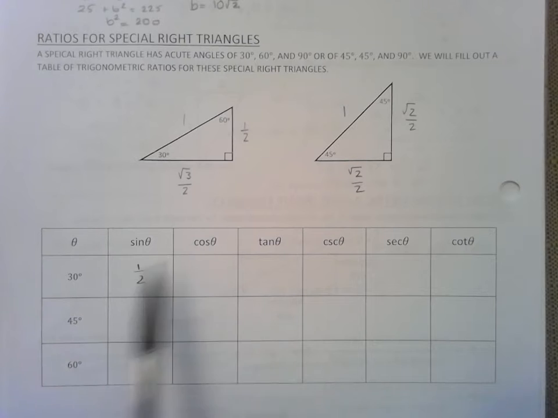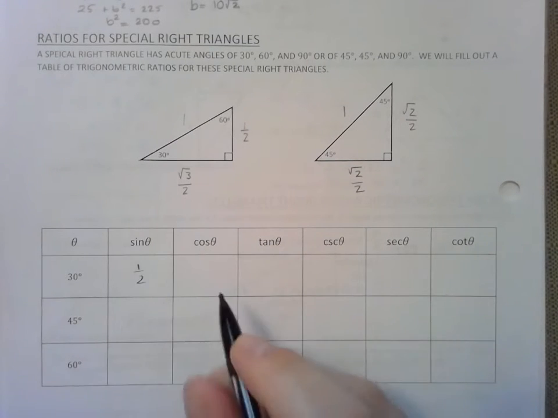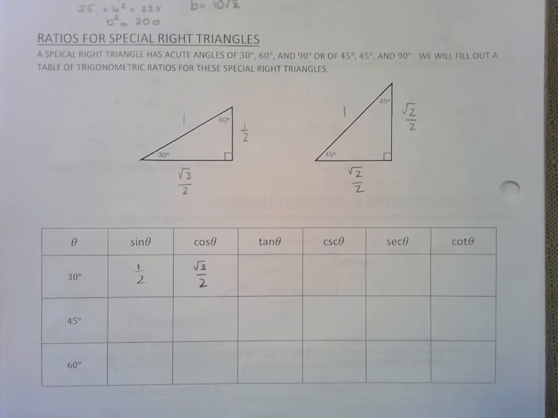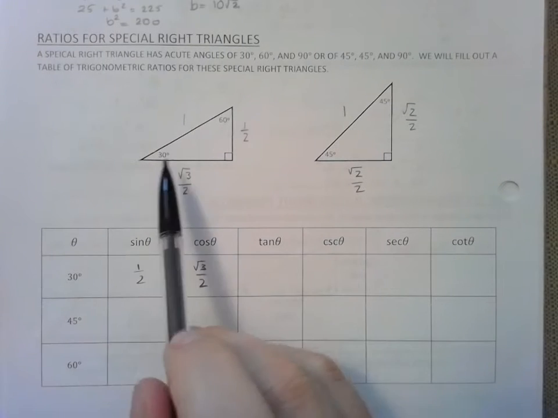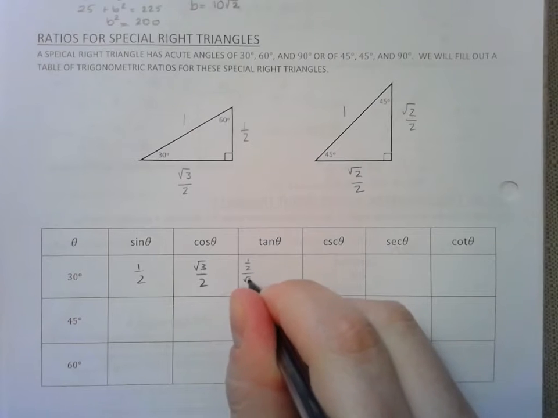What's the cosine of 30 degrees? It's the adjacent divided by the hypotenuse. Your cosine is √3/2 divided by 1, which is √3/2. Next, let's do our tangent. The tangent of 30 degrees is opposite over adjacent. What's 1/2 divided by √3/2?